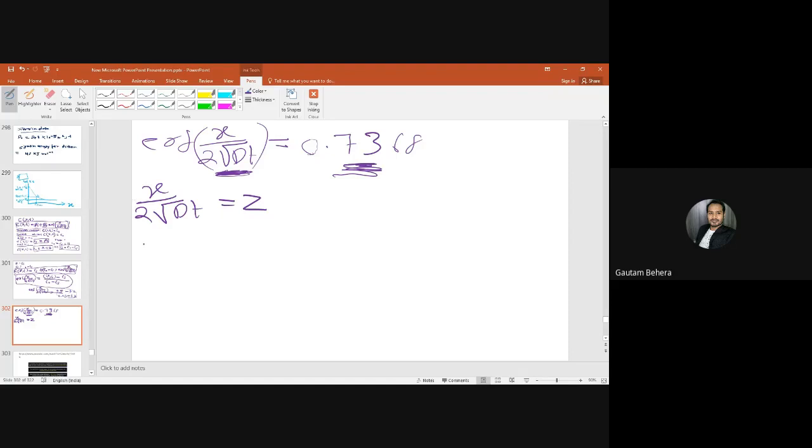So in other words, I can write error function of z is equal to 0.7368. We have to find out this z. We can put this equal to z, and you can find out the t finally at the end. So from the table, we have to find out this one z. This is 0.7368.